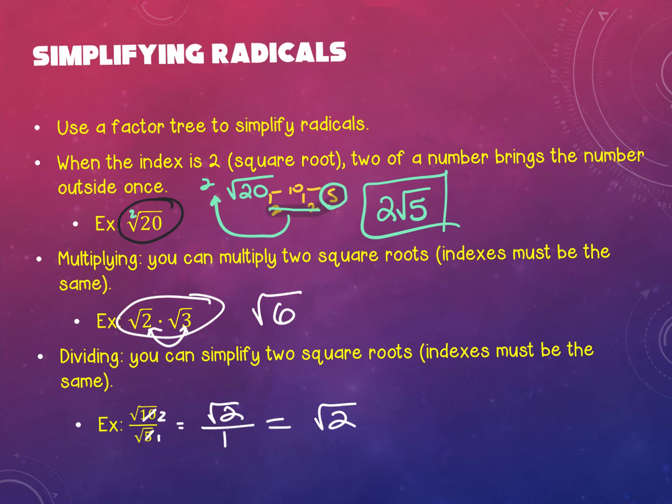If it was reversed, if the square root 10 was in the bottom and the square root 5 was in the top, then this would be 1 over square root 2.